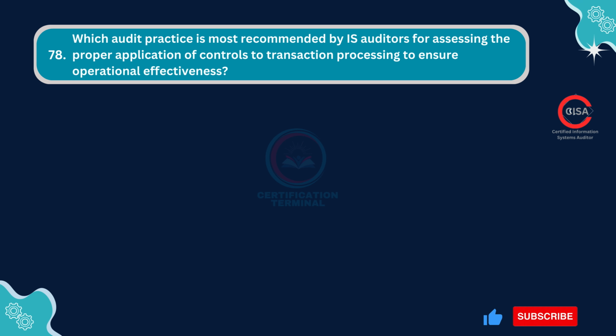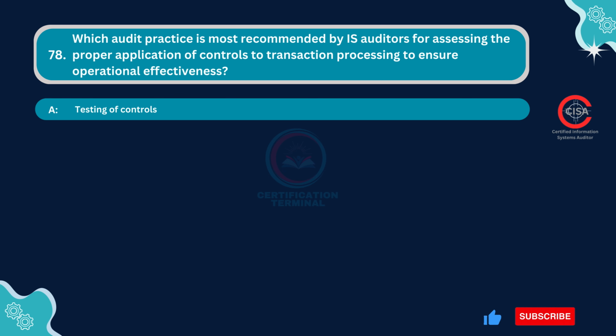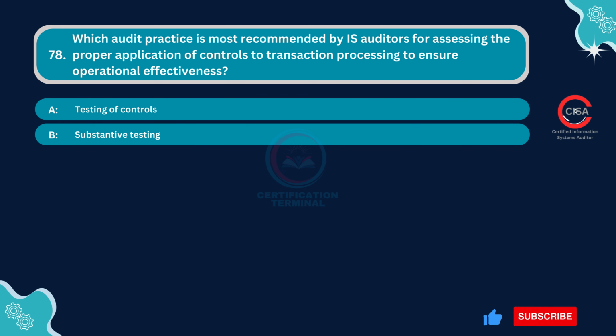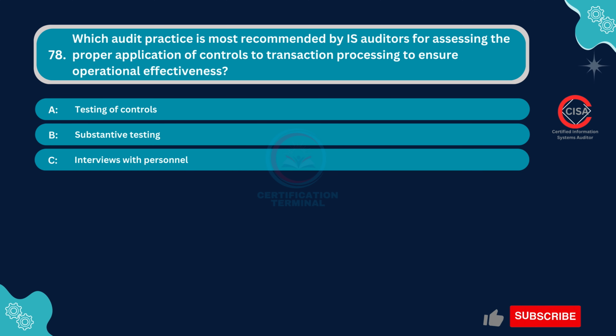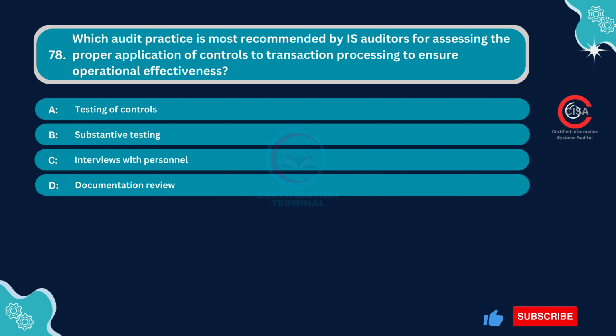Question number 78. Which audit practice is most recommended by IS auditors for assessing the proper application of controls to transaction processing to ensure operational effectiveness? Option A, testing of controls. Option B, substantive testing. Option C, interviews with personnel. Option D, documentation review. The correct answer is Option A, testing of controls.